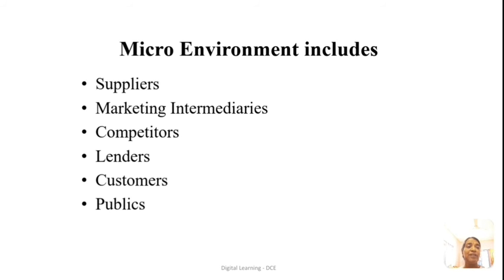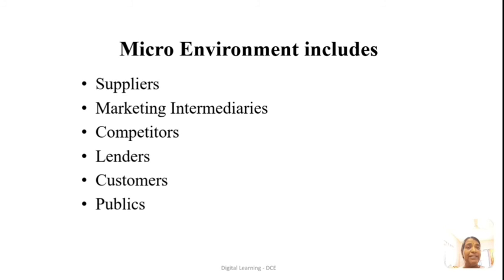So, customer satisfaction should be achieved. If the customer is satisfied, he will come again to your business. If he is dissatisfied, he may shift to other products. Publics. The interest of the publics should also be kept in mind by the business, because business is functioning in the society, and in society there are publics. So the interest of the public should be maintained by any business, and they should carry out some corporate social responsibilities.